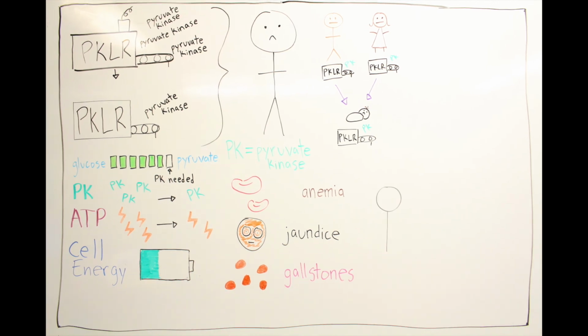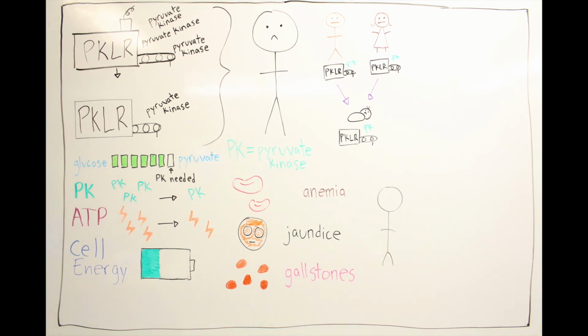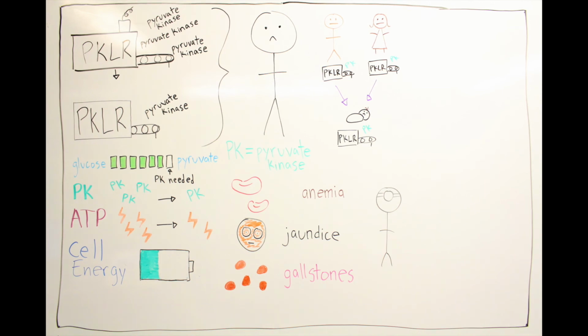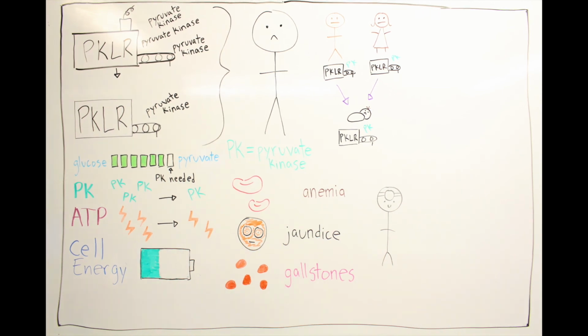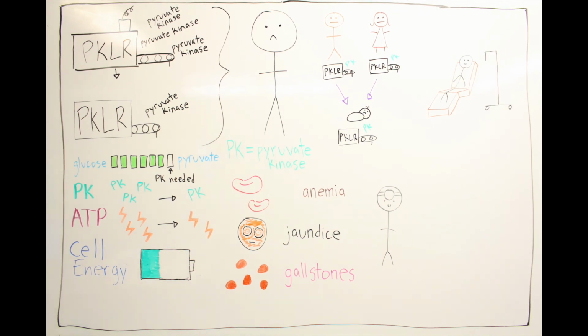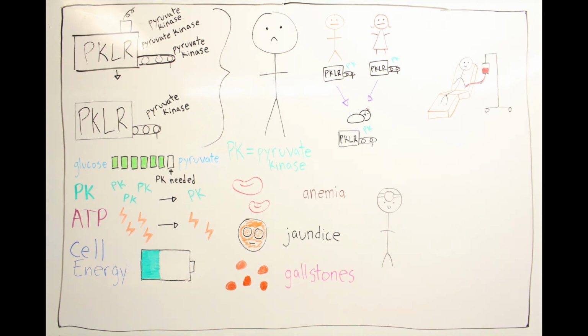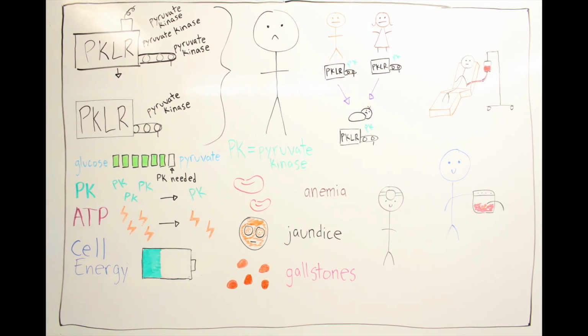Some methods of diagnosing PK deficiency are checking for the PKLR mutation, monitoring the activity of pyruvate kinase, and assessing bilirubin levels. High levels lead to jaundice. While not all cases need to be treated, blood transfusions and splenectomies are common treatments for this disorder.